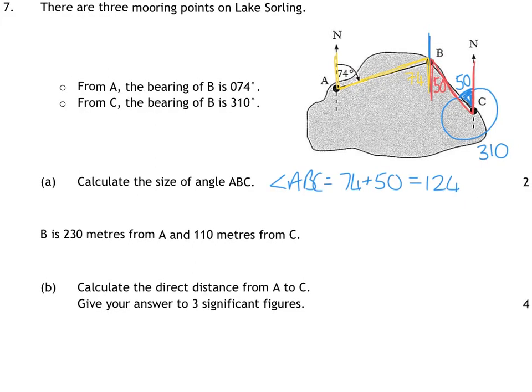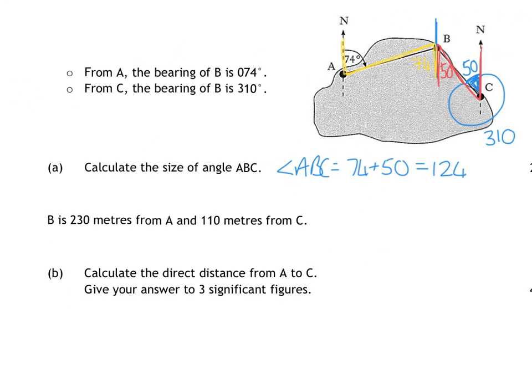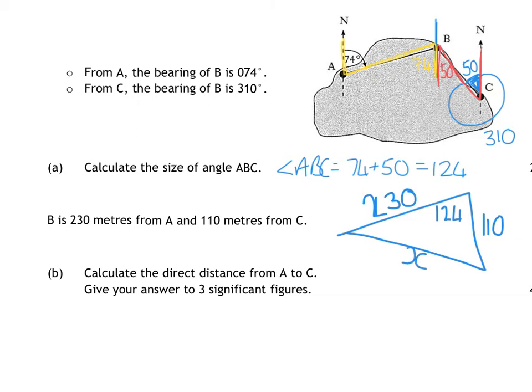So I'm just going to draw this triangle again because there's too much going on in my other one. So what we've got is an angle of 124. We're told that A to B is 230, is that correct? Yeah. So A to B is 230 and 110 from C, and that's 110. We want to know the distance of A to C to 3 sig fig.